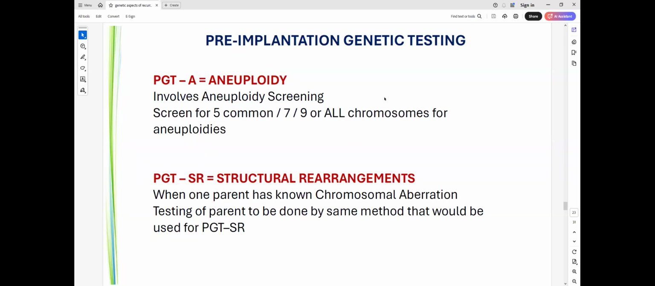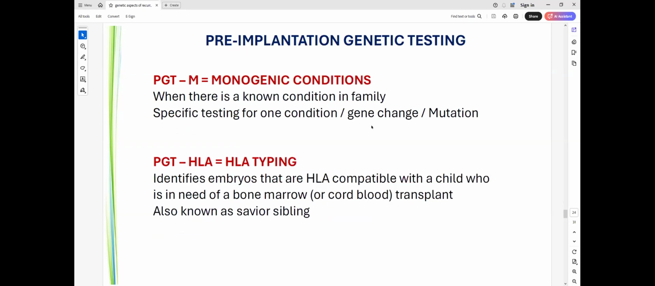Structural rearrangements is when one parent has a known chromosomal aberration, which is a balanced translocation. Now, in a balanced translocation, there are breaks in 2 different chromosomes, and there is a switch of material from one to the other. The parent themselves, because they have the entire genetic material, they are normal. During cell division, abnormal or imbalanced material is passed on, and this testing can be done using PGT-SR. Next, please.